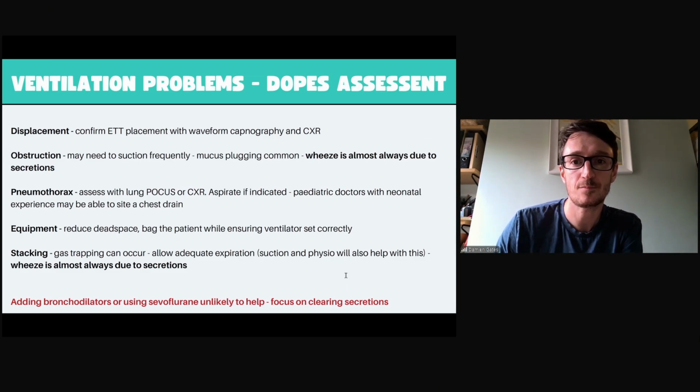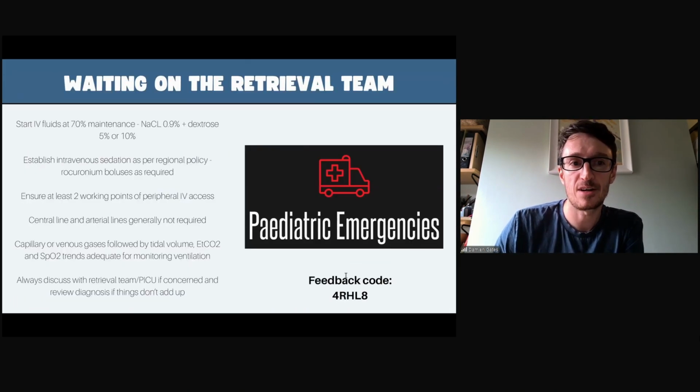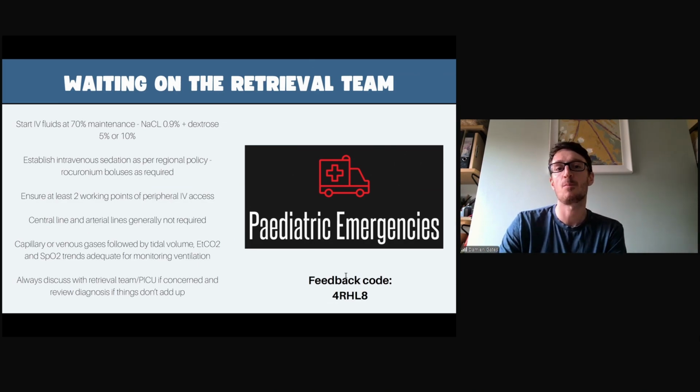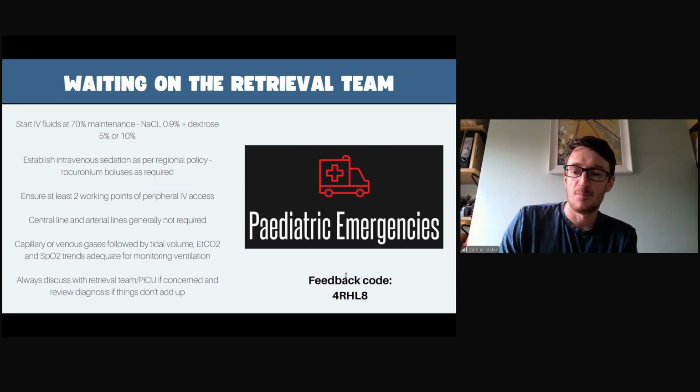While you're waiting on the retrieval team, start your IV fluids at 70% maintenance. I recommend that you use normal saline plus dextrose, 5 or 10%. These babies will need sugar, because if they've not been feeding very well for several days and they're sick, they will drop their blood sugar. So they need some sugar in their fluids. And if they're very small, very new, they might need 10% rather than 5%.